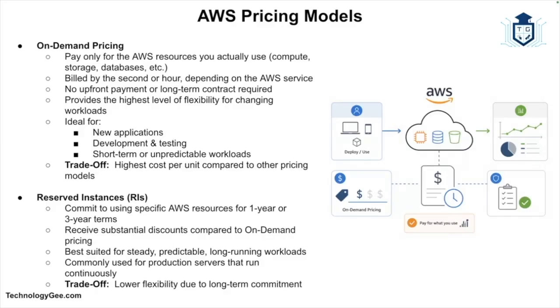So basically you pay for compute, storage, or services by the second or hour, depending upon the service. There's no upfront costs, no long-term commitment, and it is the most flexible, but also it is the most expensive per unit. We have what are called reserve instances. And basically you commit to using a resource for 1 or 3 years, and in return, you get a discount. And this presents significant cost savings. It's less flexible, but it is best for predictable workloads.